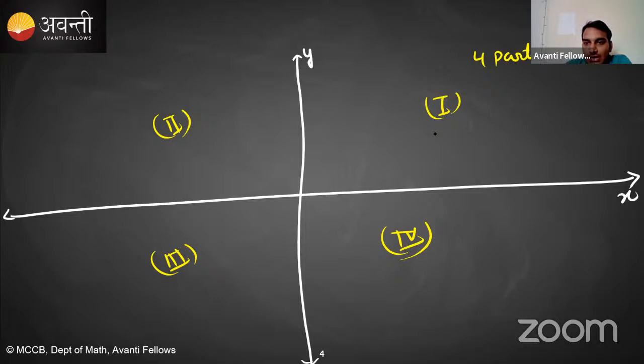So the first quadrant has positive x, positive y. The second quadrant has negative x, positive y. The third quadrant has negative x, negative y. And finally, the last quadrant has positive x, negative y. Is this clear? Okay.